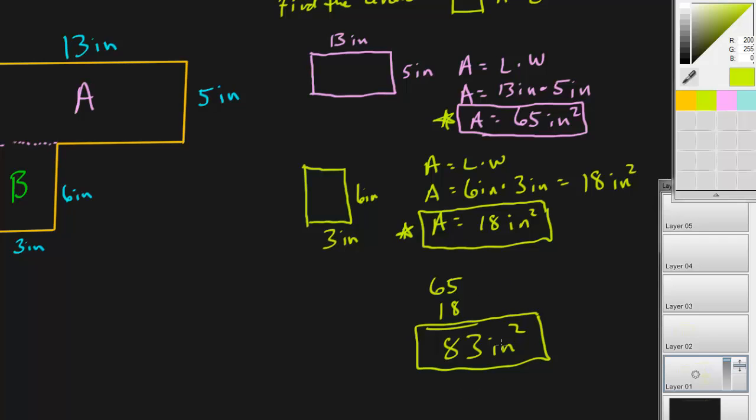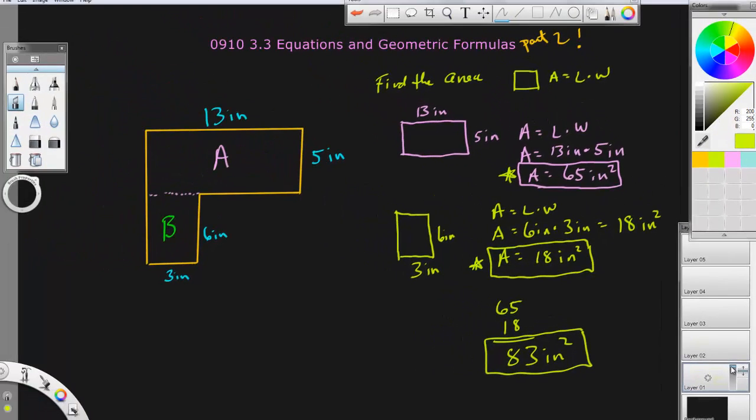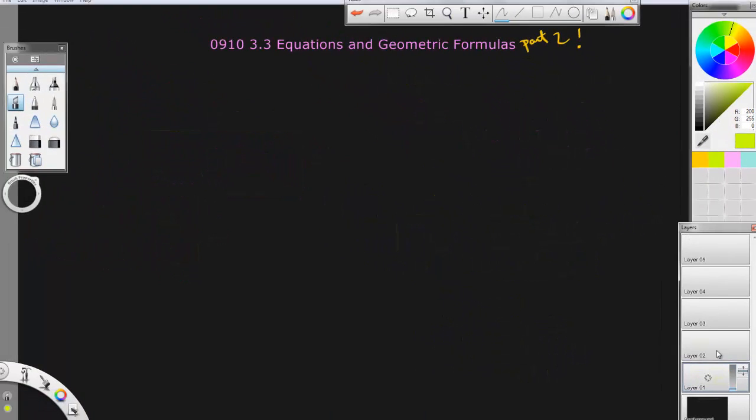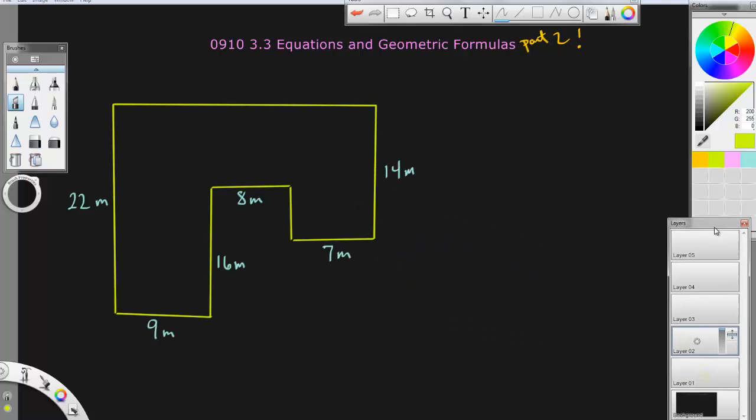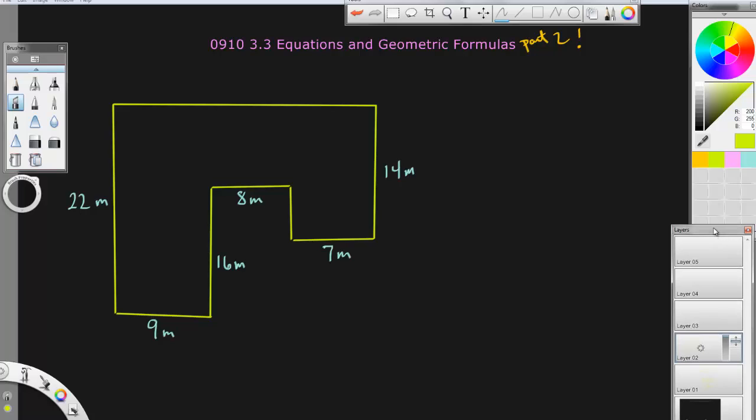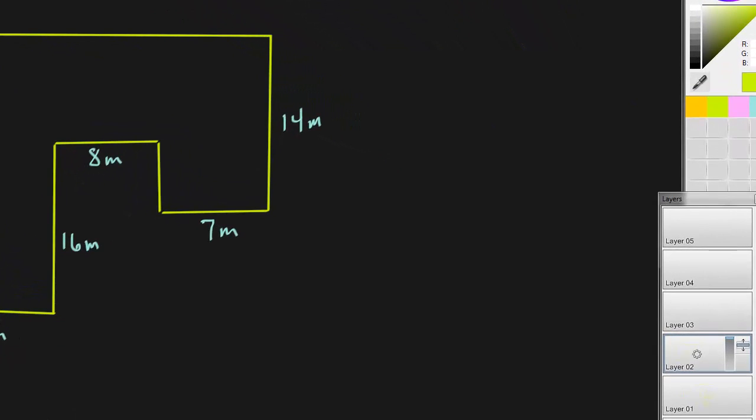All right, now let's try something a little bit more involved. It's the same thing, and I don't know why that thing pops out like that. Whatever. There we go. Now we're going to do this bizarre shape indeed. We're going to find the area of that whole thing based on what we know here. We need to start chopping this up into different rectangles. So I'm going to make some division lines here.